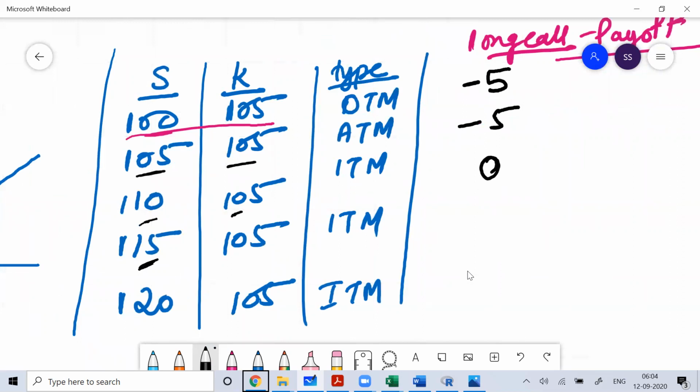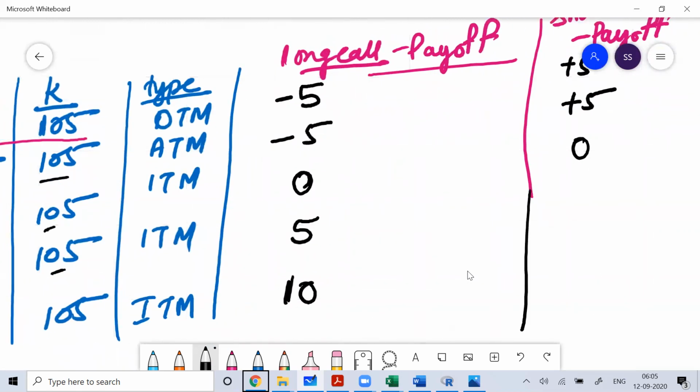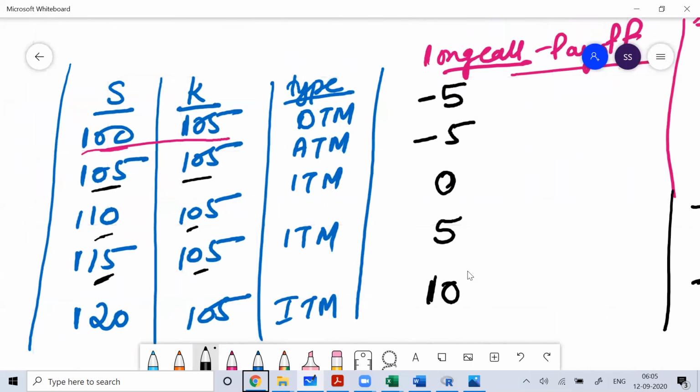Then 115: 115 minus 105 is 10. 10 minus the premium of 5, so this is a profit of 5 for the long call and a loss of 5 for the short call. Then 120: 120 minus 105 is 15. Between 15 and 0, the bigger number is 15. 15 minus the premium of 5 means a profit of 10.